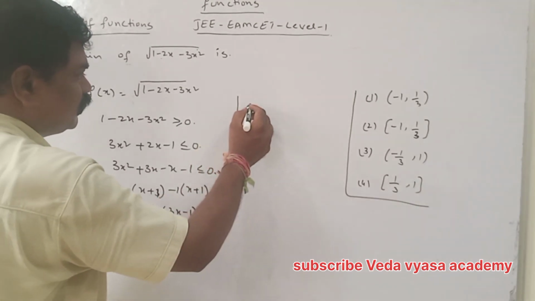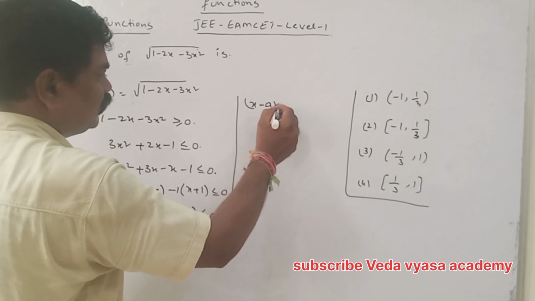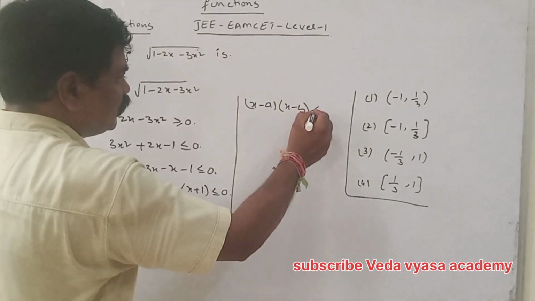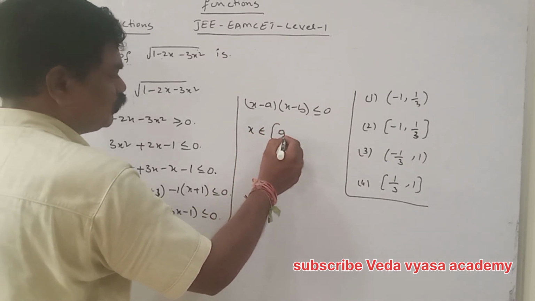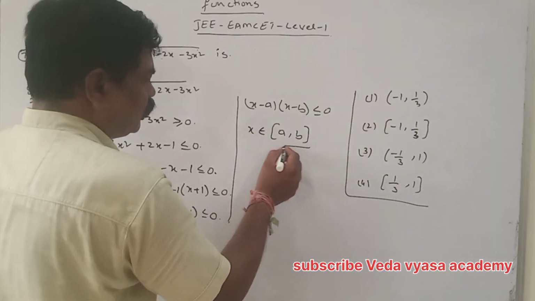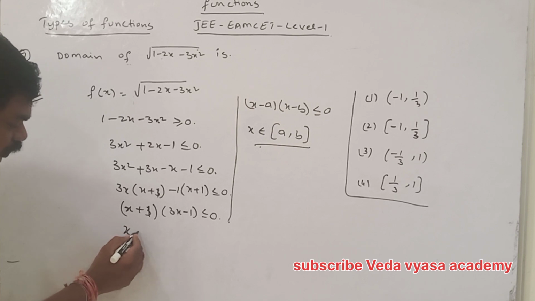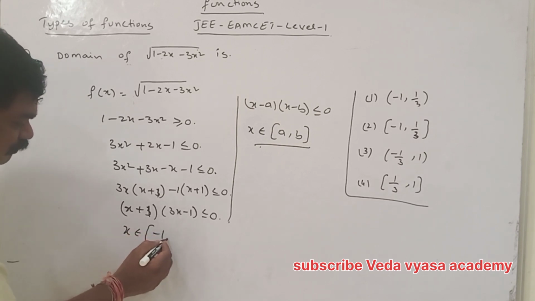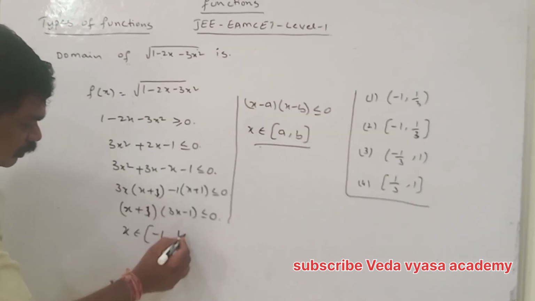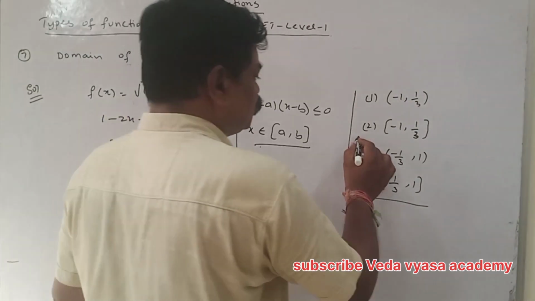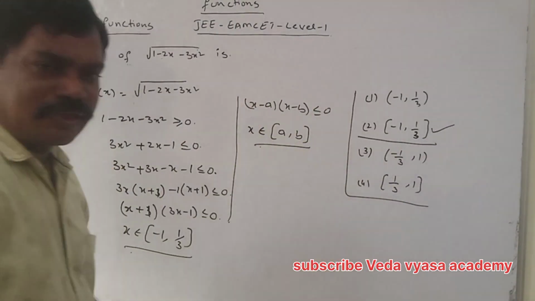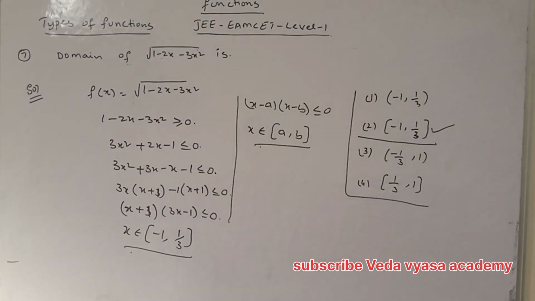But we know that x minus a into x minus b less than or equal to 0 means x belongs to the closed interval a comma b. So here also x belongs to the closed interval minus 1 comma 1 by 3. So option 2 is the answer. Okay, all of you, that's all.